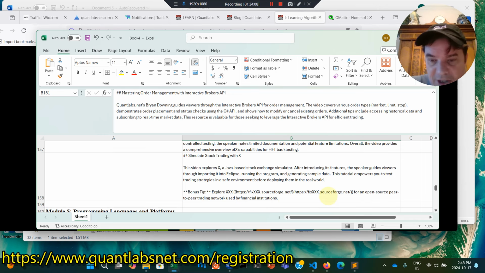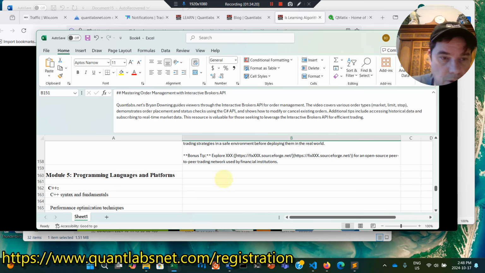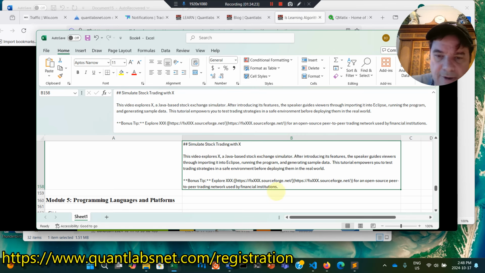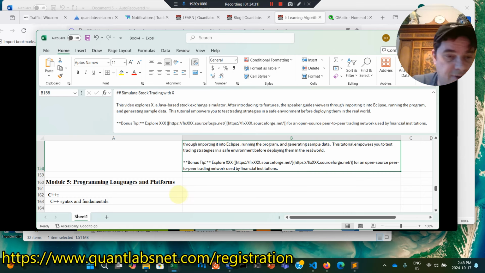So again, you can explore this, it's available on SourceForge. It's old, but it can work. An open source peer-to-peer trading network used by financial institutions that you set up and control. That is a secret weapon right there. Can't say it anymore. An hour and a half into it, and that right there is part of the secret sauce of this video series.